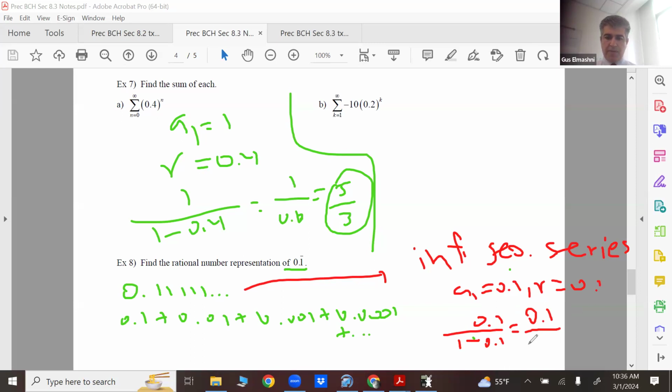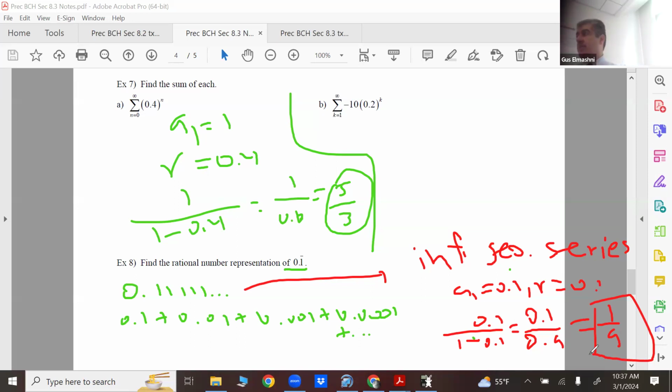Over a point. Yes, you get 1/9. There you go. Sorry, I just had to make sure it made sense. So yeah, you get 1/9. I think most of you guys hopefully saw that. It's like 0.2 repeating is 2/9, 0.3 is 3/9, 0.4 is 4/9.